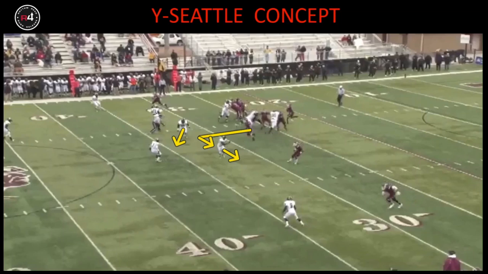However, this also creates a big window for the X receiver on the backside. This is where personnel comes into play on the progression. The tight end is uncapped on the stick route. However, the X receiver is our best athlete. This is why the quarterback resets to the backside on the read phase.